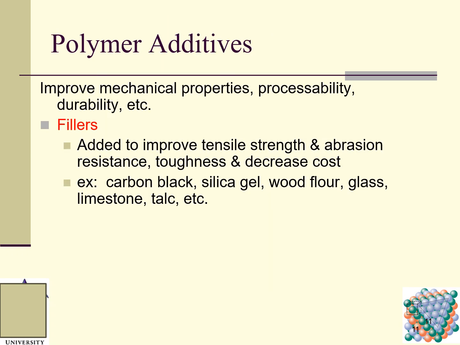Then polymer additives to improve mechanical properties, processability, durability, etc. And we have some polymer additives. For example, fillers, added to improve tensile strength and abrasion resistance, toughness, and decrease cost. Fillers. Okay. For example, carbon black, silica gel, wood flour, glass, limestone, talc, etc.